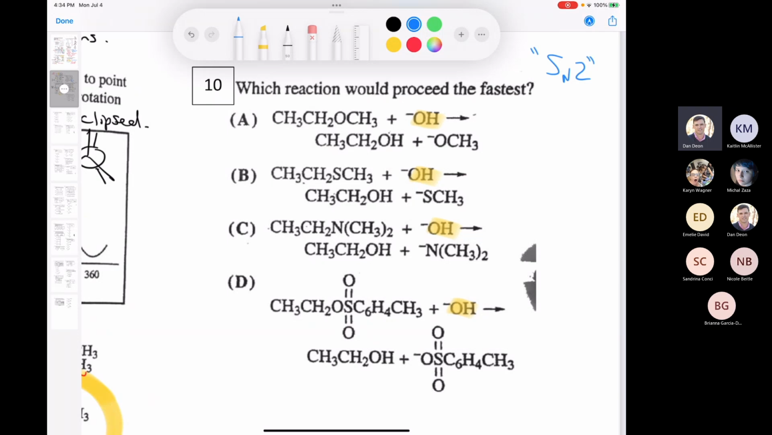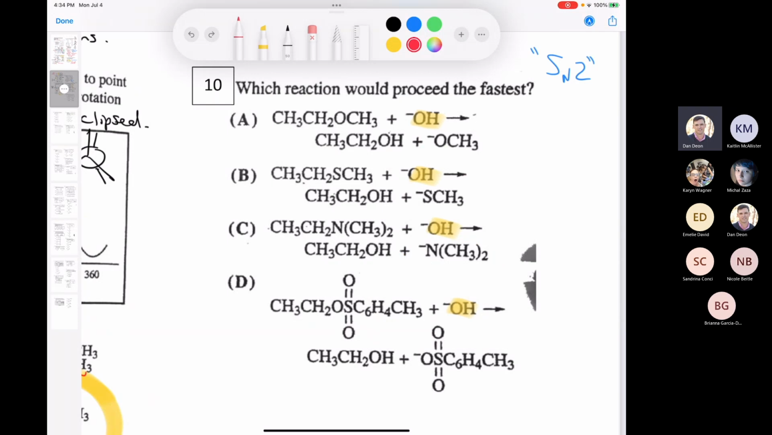If you look at A, in order for this to attack here, there's no good leaving group here, right? A methoxide is not a good leaving group. A thiolate is a little better leaving group, but it's still not a great leaving group. Then you've got an amide, a nitrogen with a negative charge, which is a horrible leaving group.